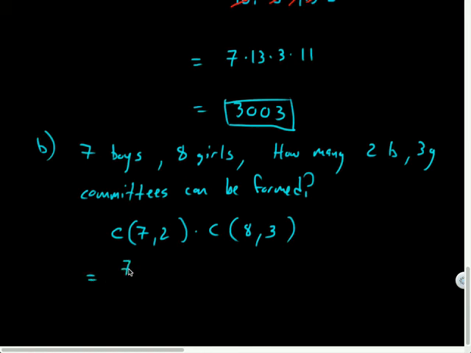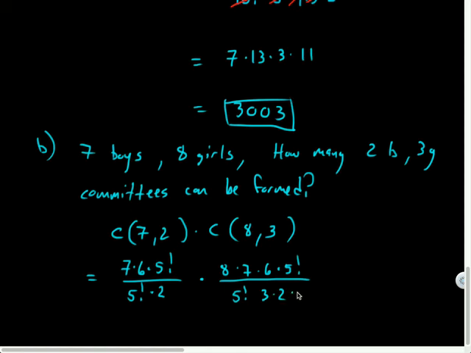So this would be 7 times 6 times 5 factorial over 7 minus 2, which is 5 factorial. And r factorial is 2 factorial, so that's just multiplied by 2. For the girls, 8 minus 3 is 5 factorial. 8 times 7 times 6 times 5 factorial, over 5 factorial, and then the r factorial in the bottom is 3 times 2 times 1, or just 3 times 2.